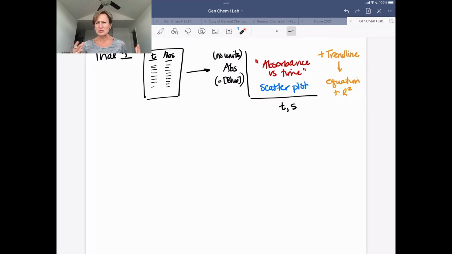And don't worry if I'm losing you a little bit here. We're going to go through this a lot, and we're going to do it together in lab so that everybody will get to the same point. Okay, so you're going to do that for your trial 1 data.